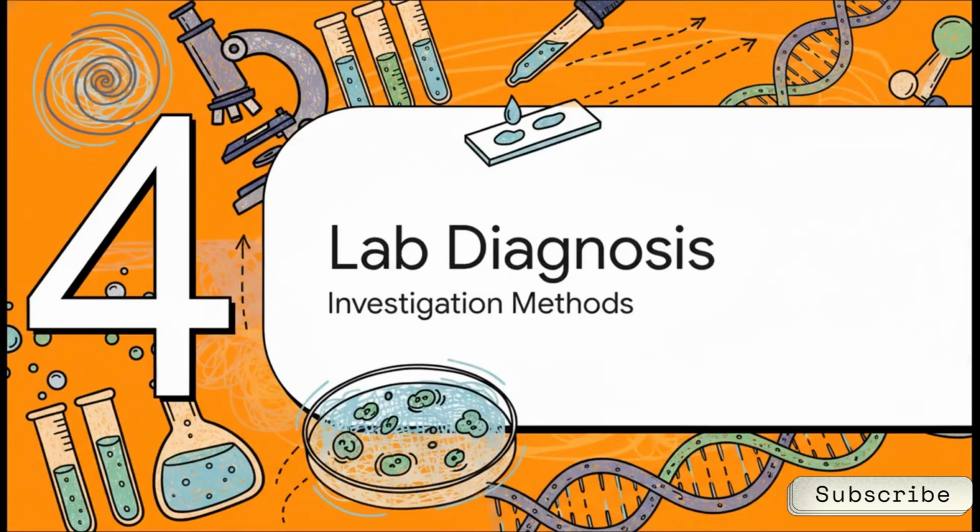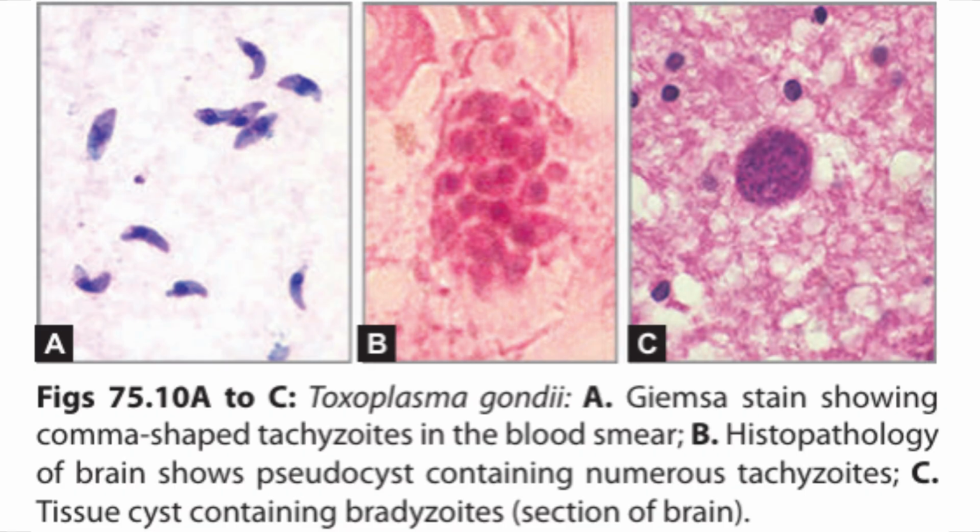Let's transition into Section 4, Laboratory Diagnosis Methods. How do we actually catch this thing? If they throw a slide like this at you on your practical exam, you really need to know what you're looking at. Over on the left, we've got a Giemsa stain. You're looking for those distinct comma-shaped tachyzoites. Finding those in blood or body fluids is a dead giveaway for an acute infection.